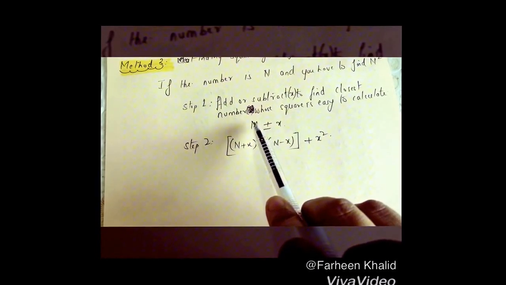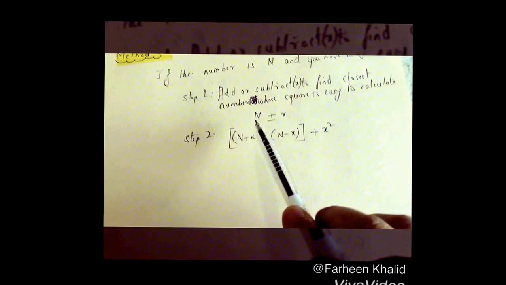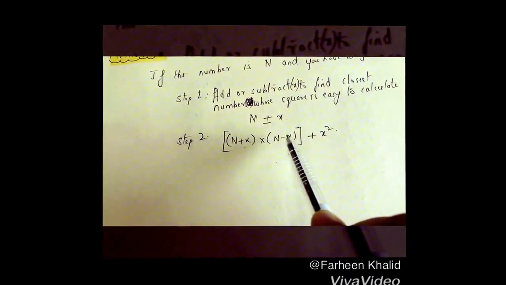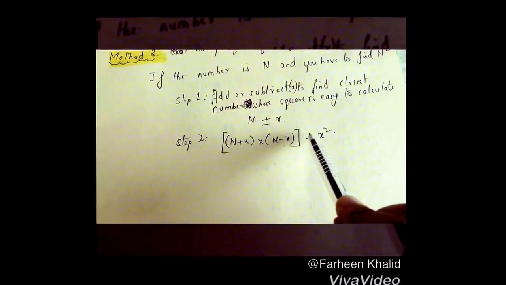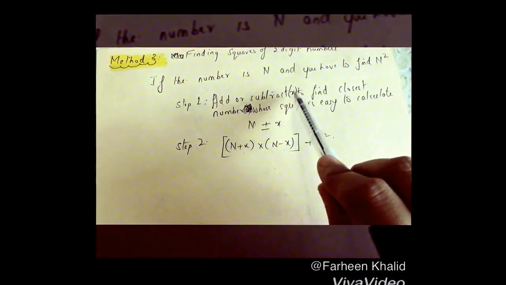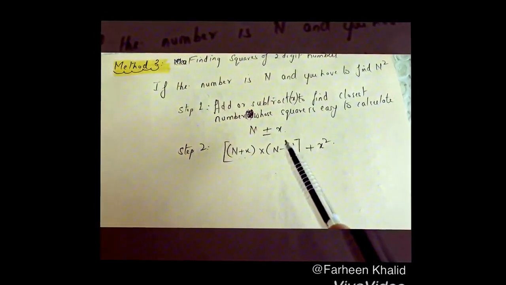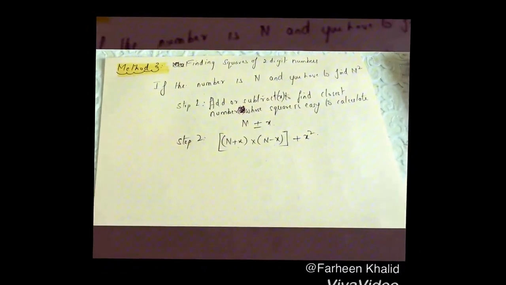So one number we get is n plus x, and the other is n minus x. Now the n plus x and the n minus x have to be multiplied. That answer has to be added to the square of the number that you had subtracted and added. Okay, don't think it's too complicated. I'll show you the way to do this one.